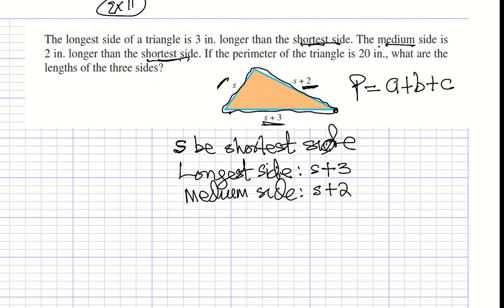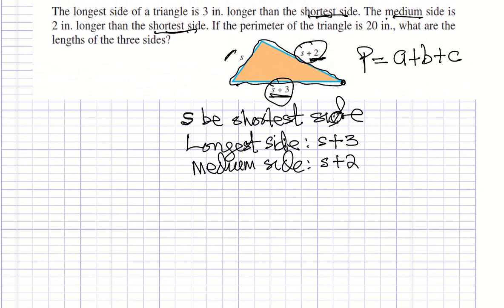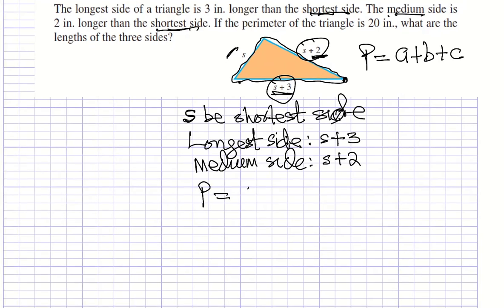If the perimeter, see, they already give you these formulas here. Look at that. So if the perimeter of the triangle is 20 inches, what are the lengths? You see? So you got all this. The shortest side is S. The perimeter is 20 inches, right? So basically, remember the perimeter is S, the shortest side, plus the longest side, S plus 3, plus the medium side, that's S plus 2, okay? And the perimeter is giving us 20.